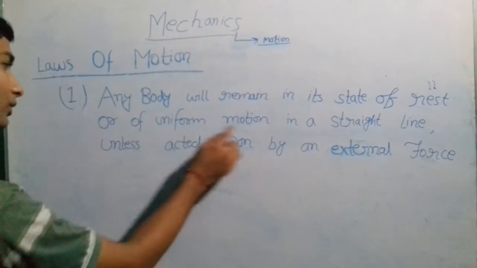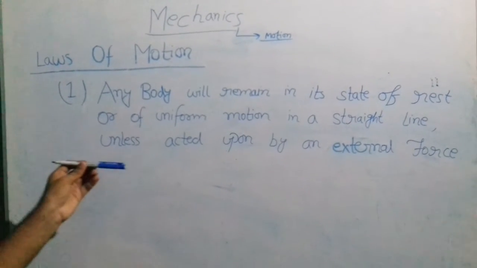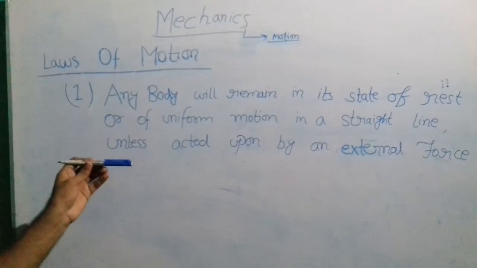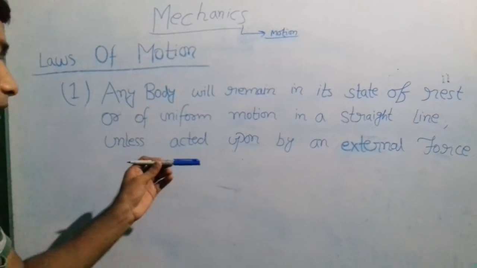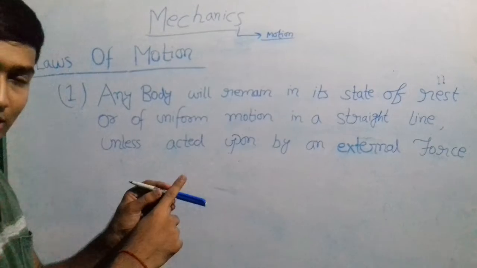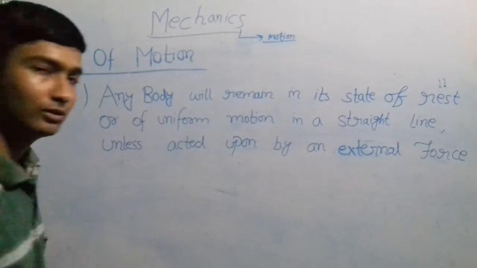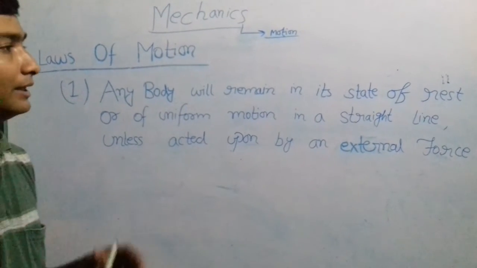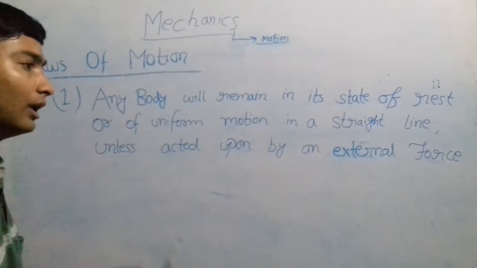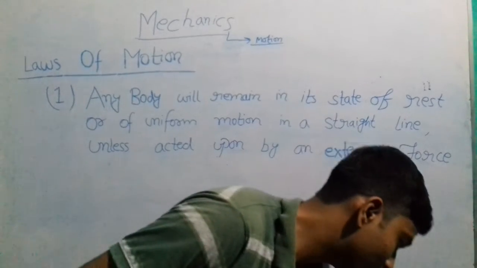Or of uniform motion in a straight line, or if a body is traveling with a uniform motion in a straight line. Let's take this marker which is traveling at a speed of about 5 km per hour. Then this body will remain in its state of rest or of uniform motion unless acted upon by an external force. Means a body will remain in its initial state of rest or of uniform motion unless we apply any external force.